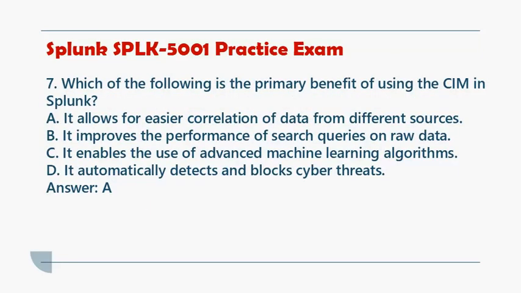7. Which of the following is the primary benefit of using the CIM in Splunk? A. It allows for easier correlation of data from different sources. B. It improves the performance of search queries on raw data. C. It enables the use of advanced machine learning algorithms. D. It automatically detects and blocks cyber threats. Answer: A.